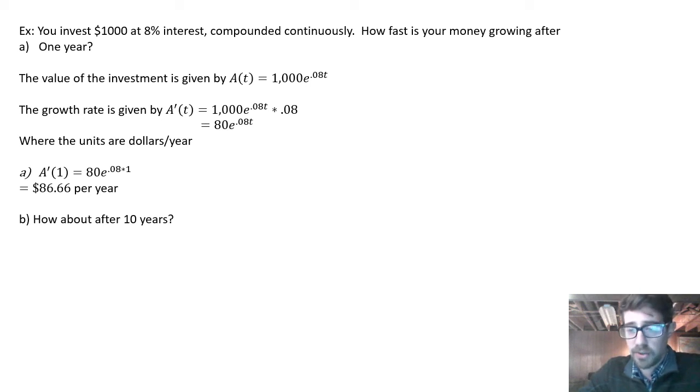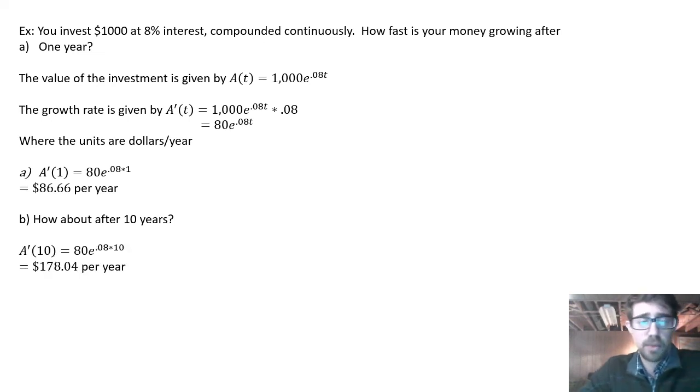After 10 years, you would expect that you'd be making more because you have more money in the account, so the interest you're getting is based on that. And it's true, you do. It's not as much as you might think. But either way, you just plug 10 into our formula for the derivative. It's 80 times e to the 0.08 times 10, which the calculator will tell you is about $178.04. So more than twice as much, but not as much as you'd think, right?